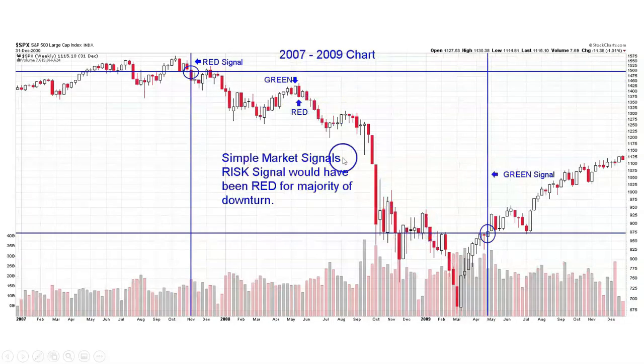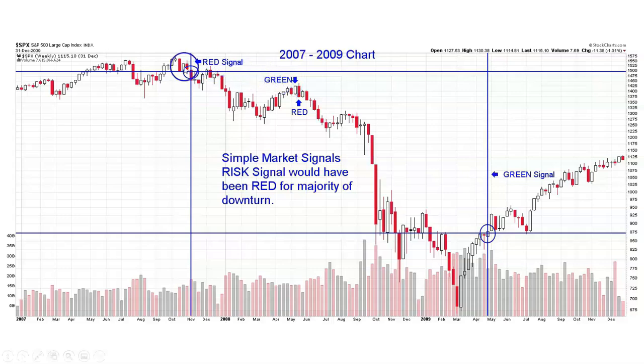Now let's take a look at the bear market from 07 that ended in 09, and you can see here that the risk signal would have turned red right around 1500 on the S&P 500. The risk signal would have been red for the majority of the downturn. We did have one short green signal right here that lasted 1 week, and then the market rolled back over. So maybe you would have had a small loss here, okay? But that's just the way any type of protective system works, guys.